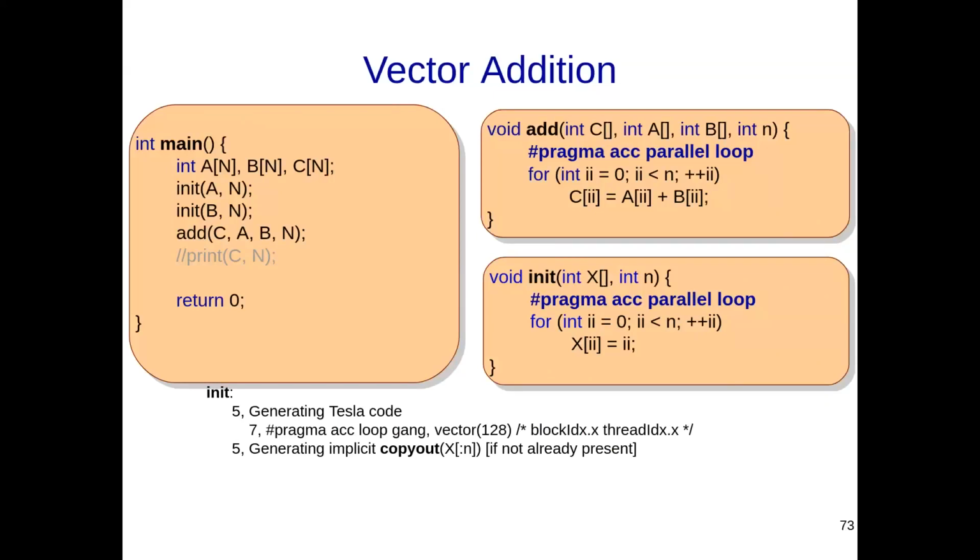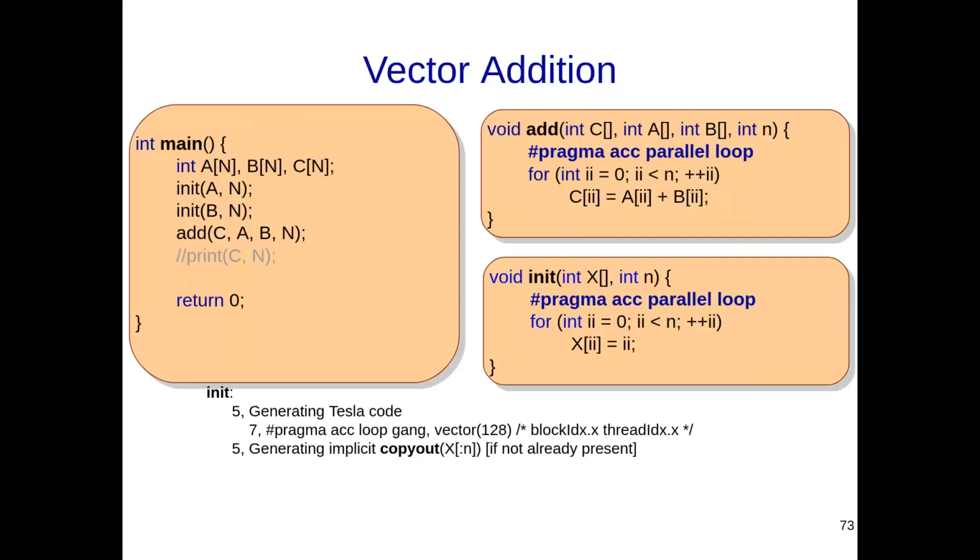Along with that, there is some additional statement which we have so far ignored in our earlier discussion. It says that I am generating an implicit copyout for x of square bracket 0 colon n, if not already present. We'll try to make sense of what this means and why this particular output comes out. But in general, this copyout means that it is trying to copy the array x from GPU memory to CPU memory if the copy doesn't exist already on the CPU.